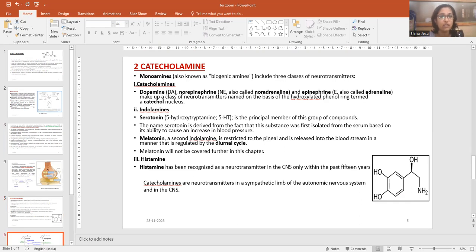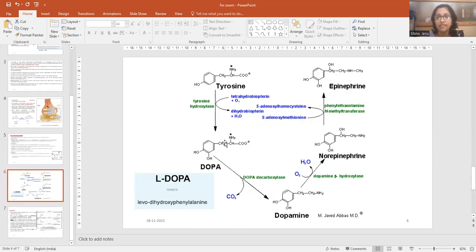The synthesis of these catecholamines, dopamine, norepinephrine, and epinephrine, starts from the amino acid tyrosine. Tyrosine hydroxylase acts on it, converting it into dopa, and dopa decarboxylase converts it into dopamine. Then dopamine beta hydroxylase acts on dopamine, converting it to norepinephrine, and when phenylethanolamine N-methyltransferase acts on norepinephrine, it is converted to epinephrine.